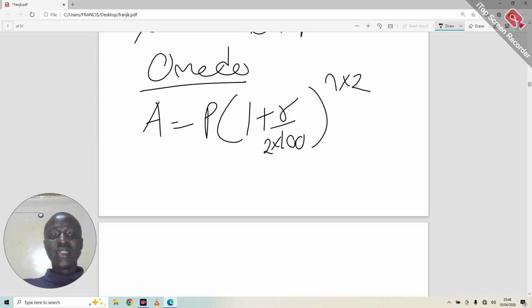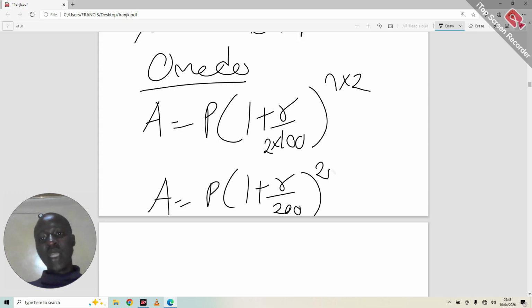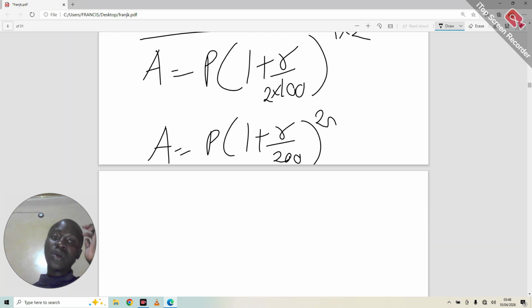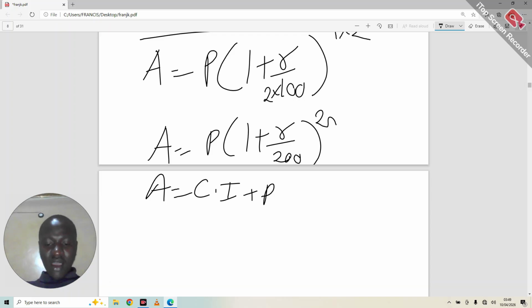Having that, our formula will look something like principal into 1 plus R all over 200 power 2n. So how do I get my amount? Remember, Omedo did not have amount. How do I get amount? Amount is compound interest plus what, guys? Plus principal.